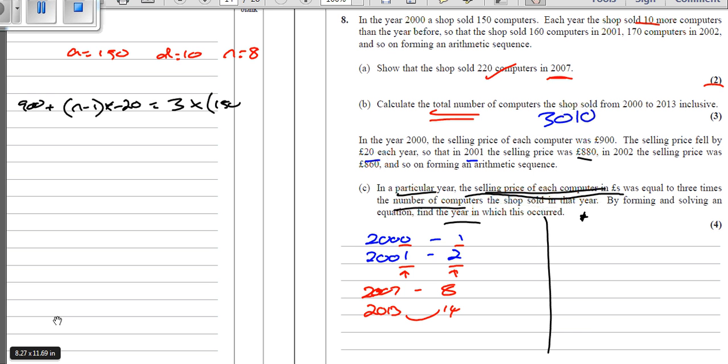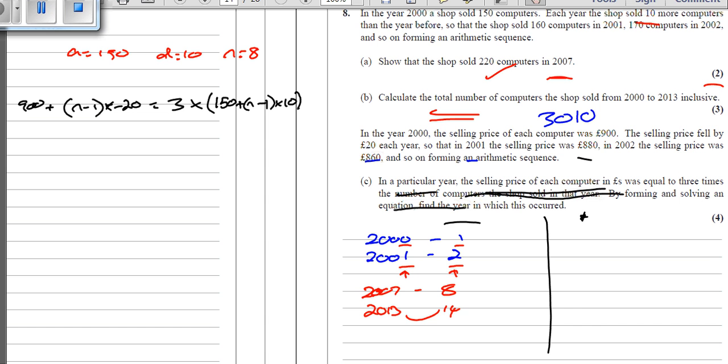So 150 plus n minus 1. Sorry, my pen went all wonky then. I am having some issues with the pen.